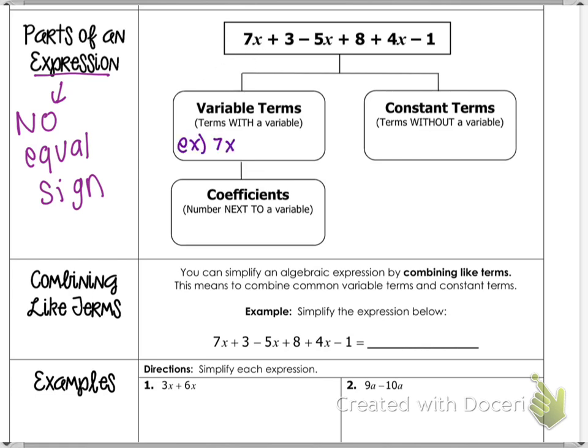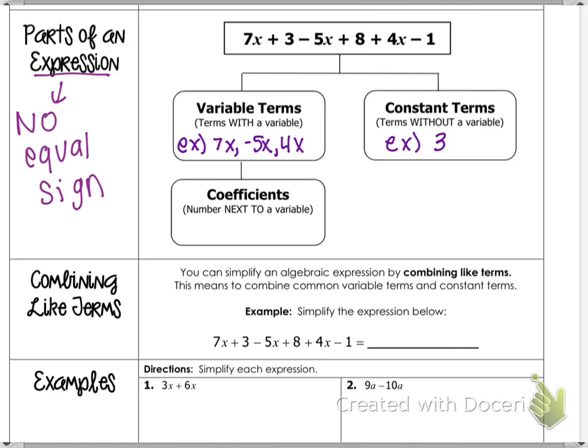First thing is variable terms. So a variable term is a term with a variable. So 7x has a variable, has a letter here. That's a variable term. Negative 5x also has a variable. And 4x also has a variable. So those are our variable terms.